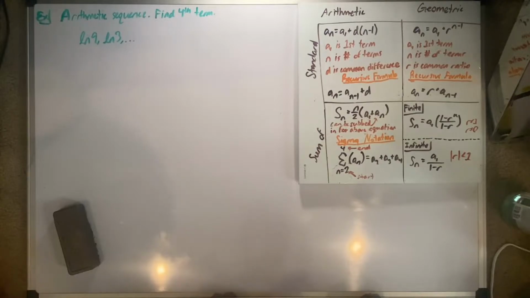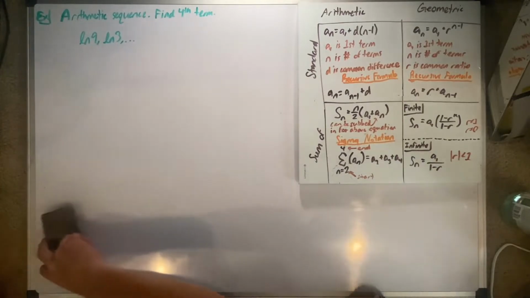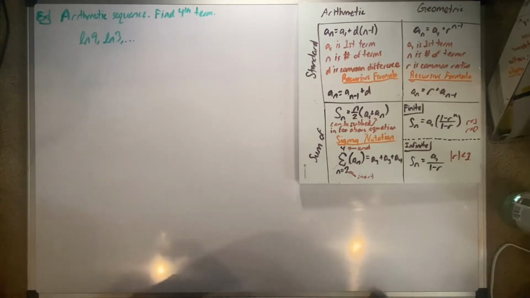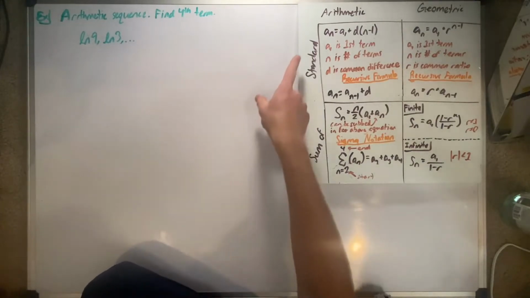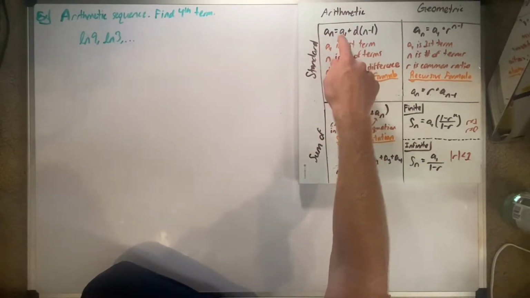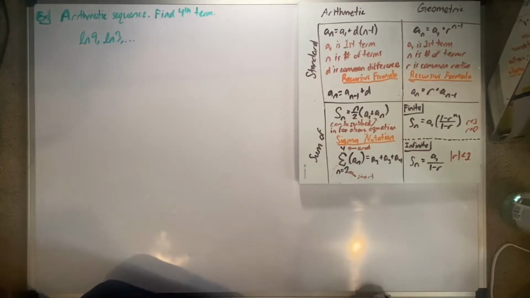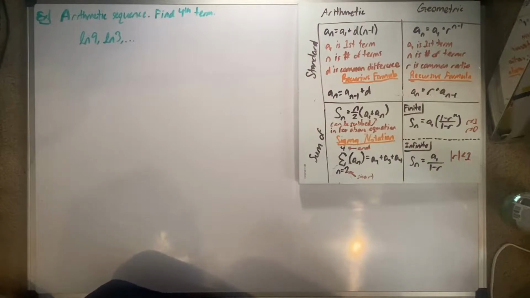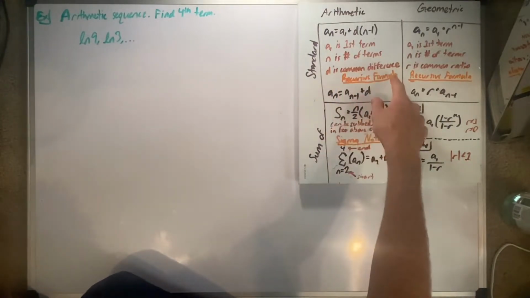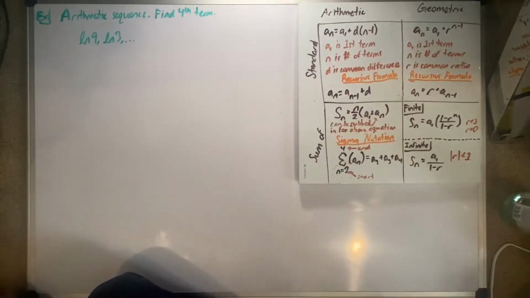So already we have natural log of 9, natural log of 3, so on, which seems daunting because it's logarithms, which takes us way back, but I promise you it's not that bad as long as you remember one rule of logarithms. So how an arithmetic sequence works, first of all, is we have a number which is equal to the first term of the sequence plus the common difference times how many we need to go by.